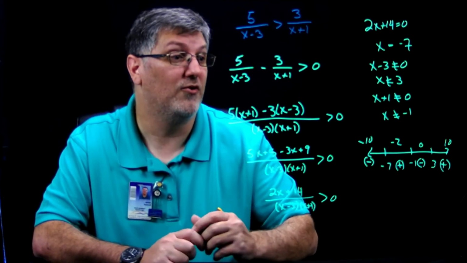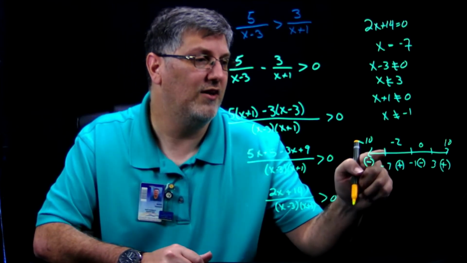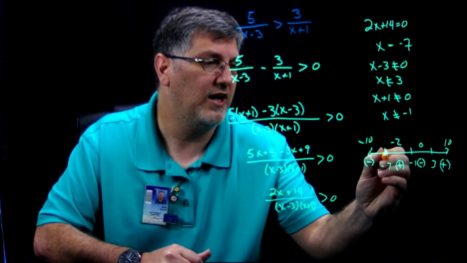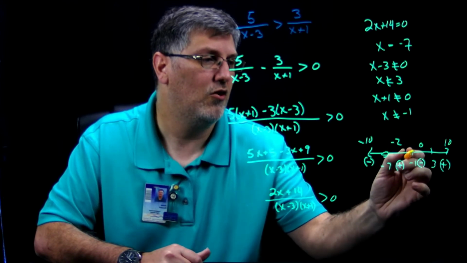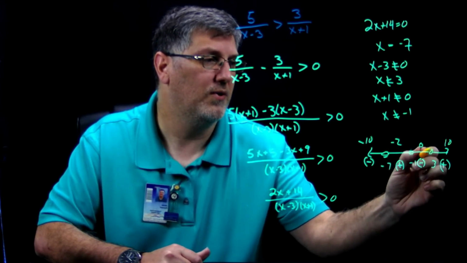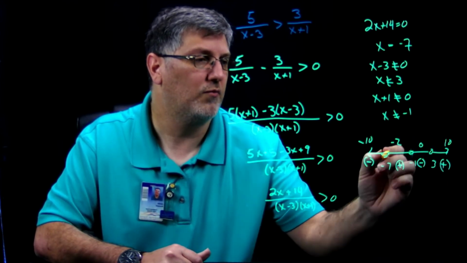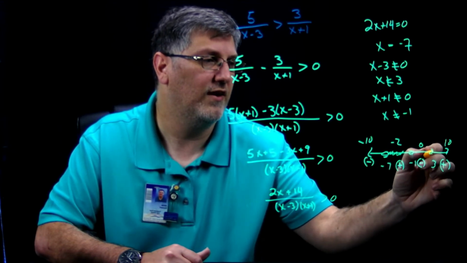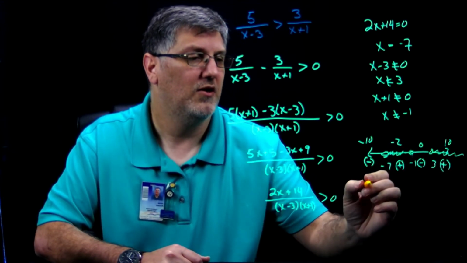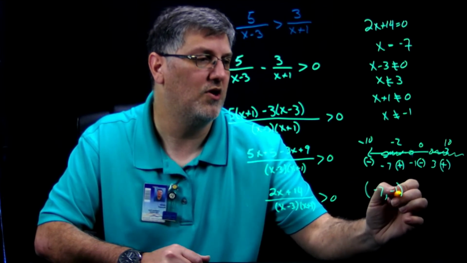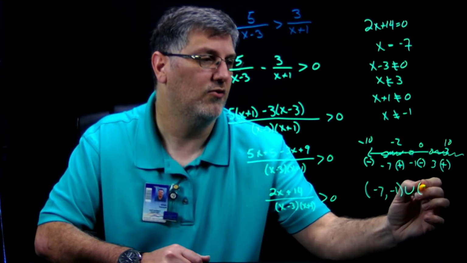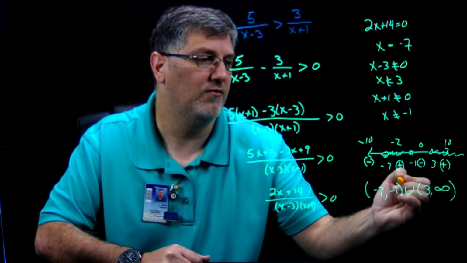You've got to love our bells. All right, and now because this doesn't have an equal to sign, I've got an open dot here. That's a horrible open dot. Open dot here, open dot here, open dot here. So I'm looking for where it's positive. It is positive here, and then it's positive going this way. So my solution is going to be parenthesis, negative 7 to negative 1, jump over to 3, all the way up to infinity.